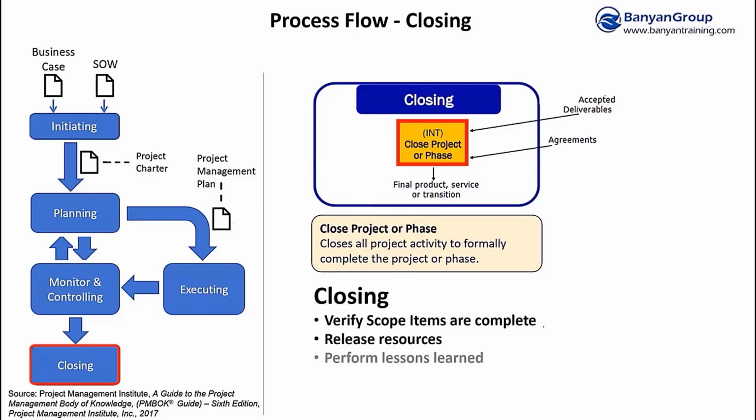So closing usually involves verifying the scope items are complete, right? Making sure everything's accounted for. You don't want to release resources from your project before they have finished their work. So you want to make sure the scope items are completed, and if all the scope items are done, then you can release any remaining resources that are still in your project. You can tell them they can go now, and then it's a good time to perform any lessons learned, and then store project documentation. Storing away project documentation is a critical step for the project.